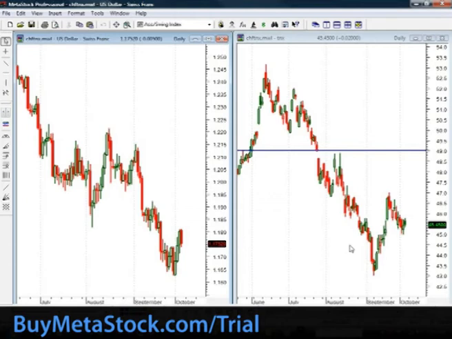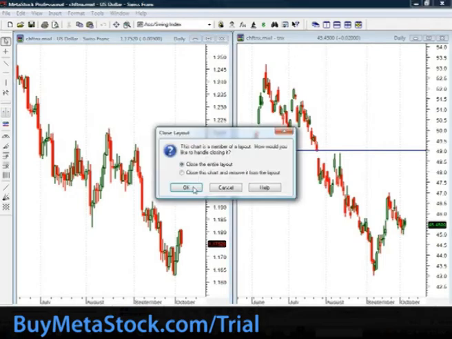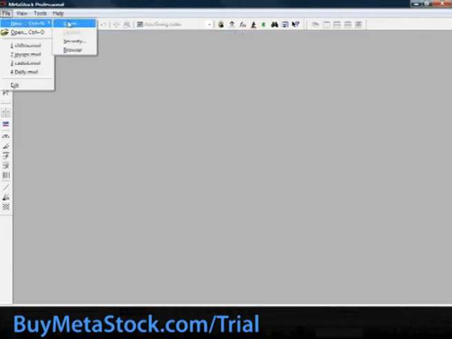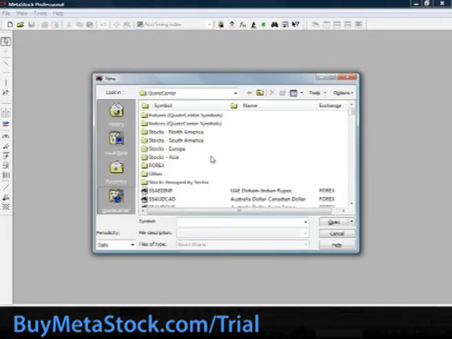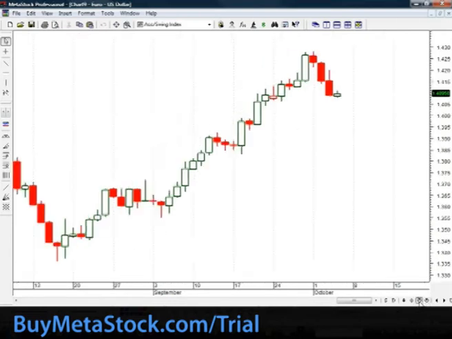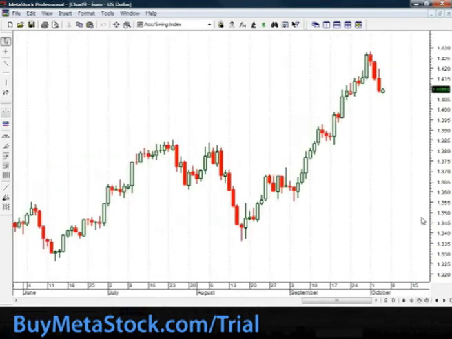Now, I'm going to shift gears here just a little bit. I'm going to close this particular layout and open another chart, the euro dollar, EUR/USD. Okay, so I'm back looking at the euro dollar, and I just try to keep this real simple, just looking at a candlestick chart.